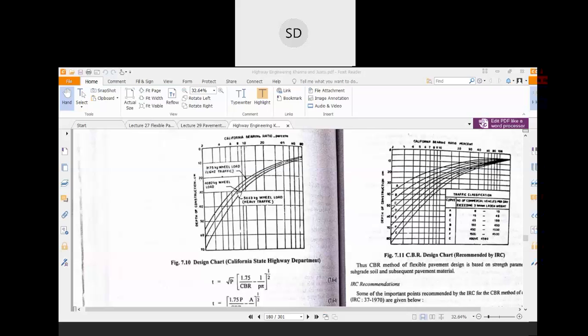For the medium traffic condition, as in the question, you select the medium traffic curve. Now see, where is the CBR 5% value? This is 2, 3, 4, 5. That is the 5% CBR value. This 5% CBR value intersects the traffic curve over this point, and then you draw another line to find at which point it intersects the depth of construction curve. Zero starts from here, so 0, 10, 20, 30, and it is around 38. So your total thickness of the pavement would be 38 centimeter.